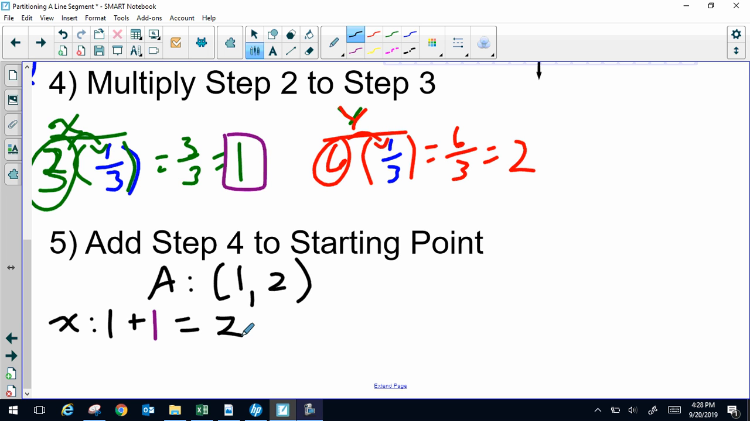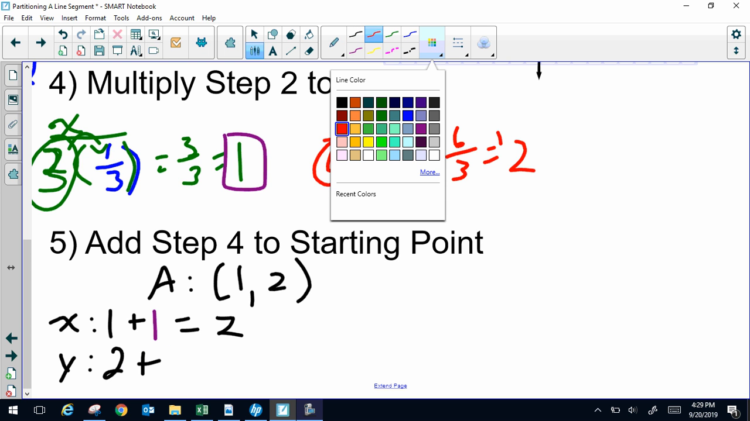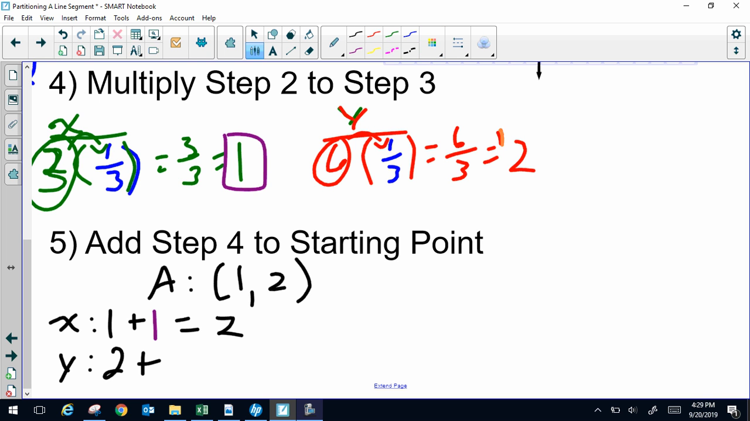2. If I do the same thing for y, if I take the original y, which was 2, and I add the y that we got from here from step 4, which is 2, 2 plus 2 gives me 4, which means my new point, or point C, is at 2, 4.